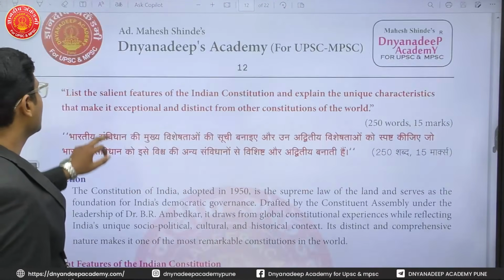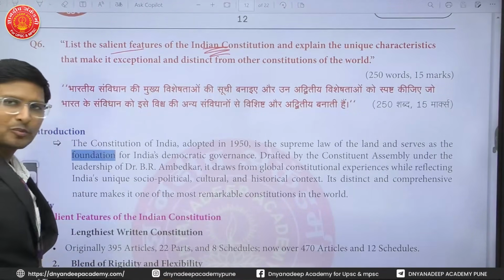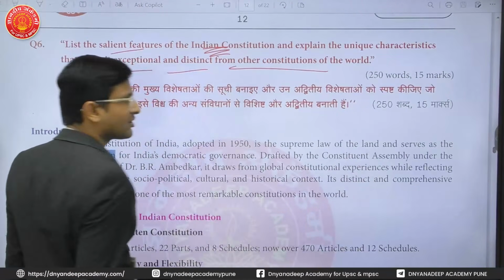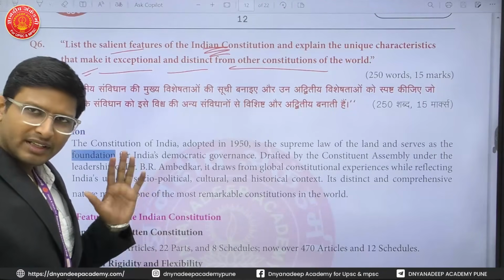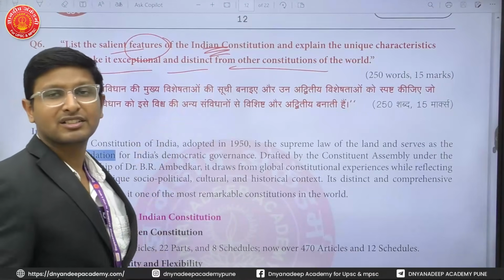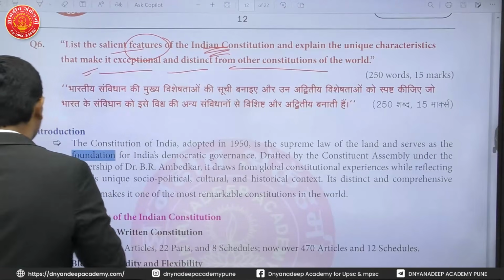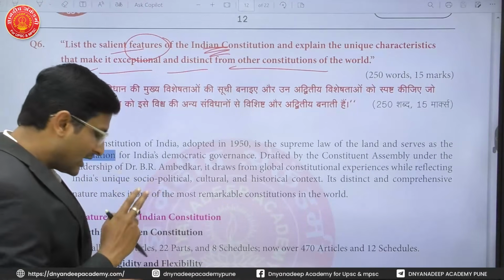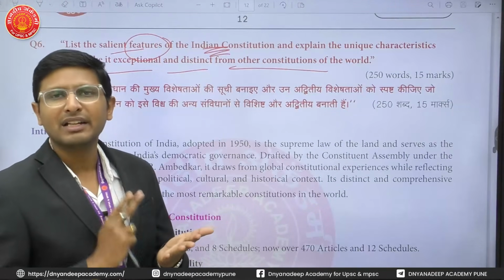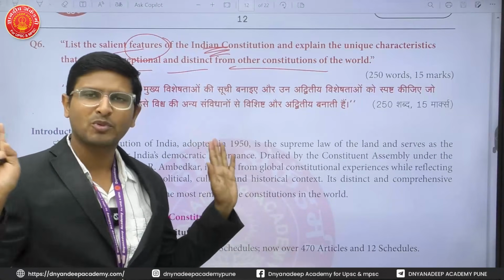Then the next question is asking about the salient features of the Indian constitution and to explain the unique characteristics that make it exceptional and distinct from other constitutions of the world. So it's saying, let's talk about the features and also give some unique characteristics which are different from the world, which make it unique. Two things have been asked here. Whenever you read the question, you first have to identify which things are specifically asked. Once you know what is asked, you will know what headings to make and what to write.